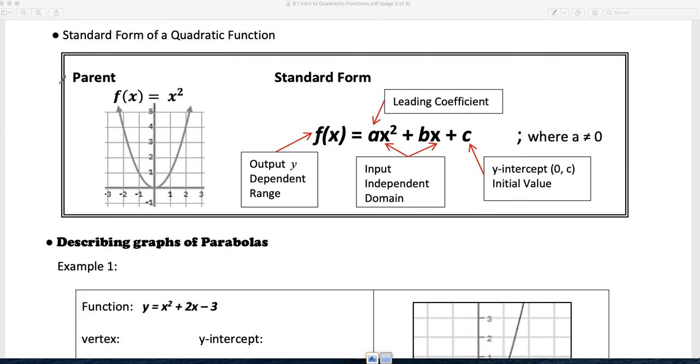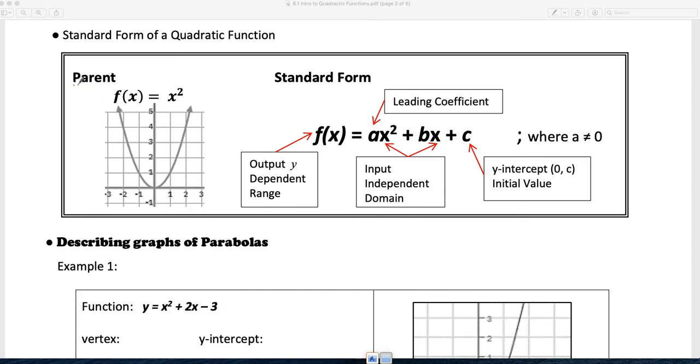And just like any other function, all functions have exactly the same two things in common. They all have an output, which is the y. This is the dependent variable, and it's the range. We've got two inputs this time, but they're still the independent variable in the domain. And this is the y-intercept, and if we had a word problem, this would be an initial value. We have one constraint: a cannot be equal to 0. If a was equal to 0, we wouldn't have an x squared term, and this would become a linear function.